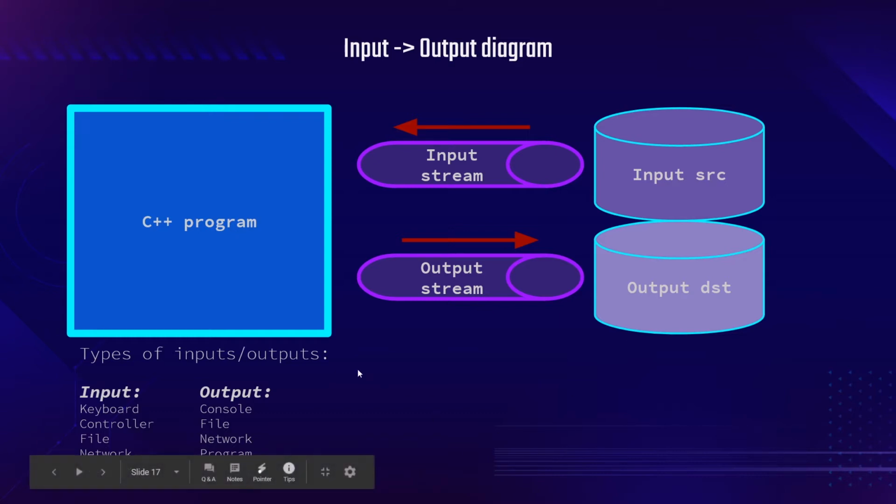So some types of inputs and outputs. Like I said, hitting enter on a keyboard. We can have a controller. Maybe we're getting something from a file. Could be something on the network. Or it could just be another program. Outputs: console, just another file, a network, another program, or just the same program.